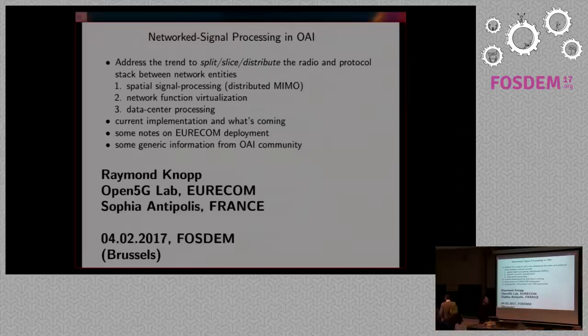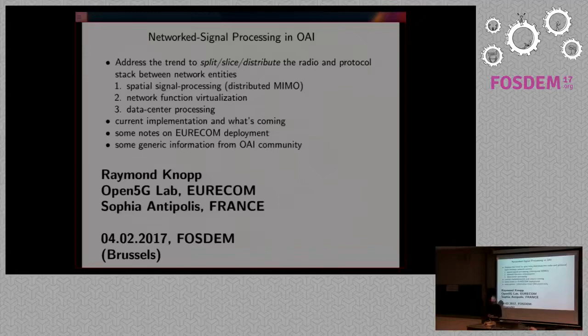So I work at Eurocom in Sophia Antipolis, which is in the south of France. We have a new name for our lab. It's called the Open 5G Lab. And what I'm going to do is talk a little bit about some of the things we're doing in OpenAirInterface for network signal processing.